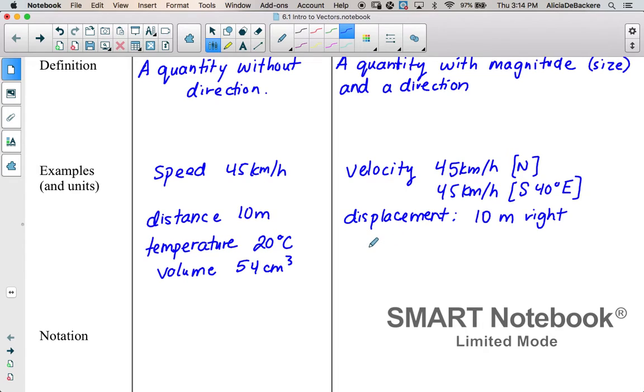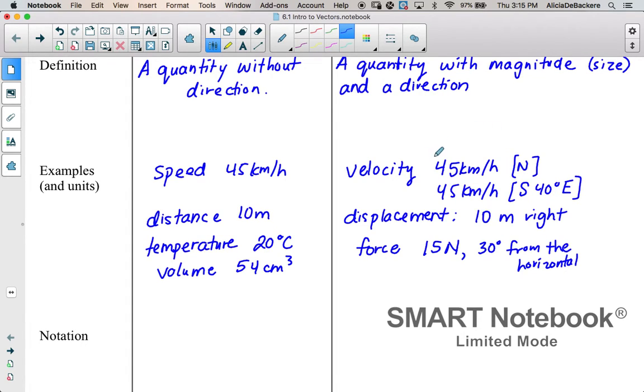A vector quantity that you might not be aware of yet is force. So we could talk about the force of 15 newtons, so this might not be a unit that you're familiar with, and then we would give a direction like 30 degrees from the horizontal. So here are just some ways that we talk about direction.